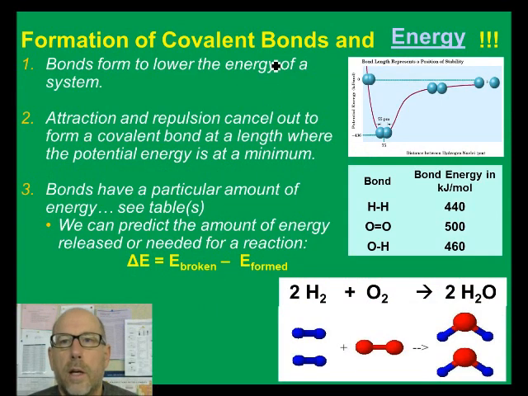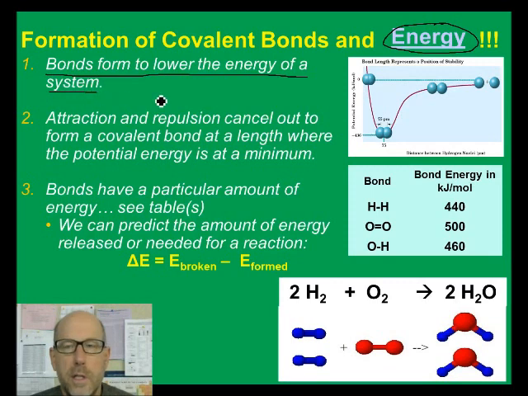Okay, here we go. So, formation of covalent bonds and energy. I'll show you this video up here in class. But for right now, let's just review the first topic about bond energy, and that's this. Bonds form to lower the energy of a system. The system means all the chemicals that are involved in the chemical reaction. But it also means a little bit more than that. It means the surroundings as well. Are the surroundings giving energy to a reaction, or are the surroundings absorbing energy? So bonds form to lower the energy of a system.